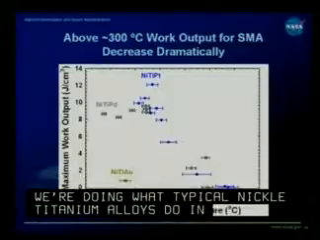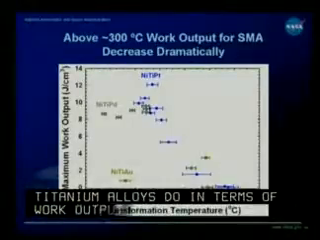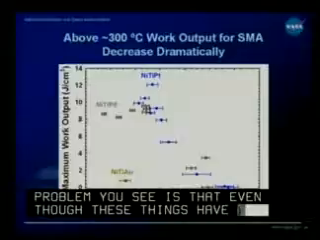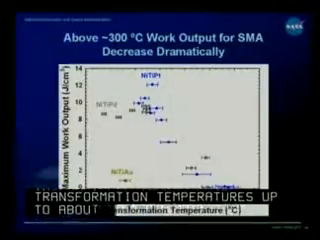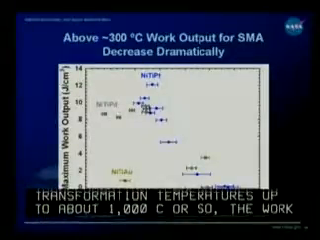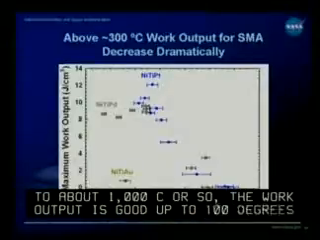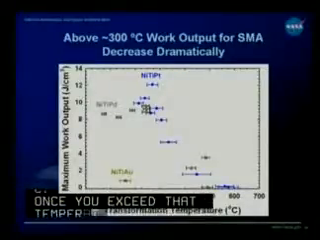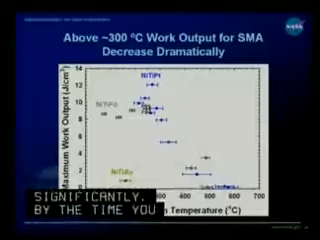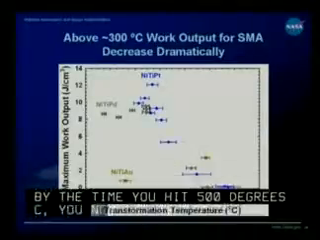The problem you see is that even though these things have transformation temperatures up to 1,000 C or so, the work output's only good up to about 300 degrees C, and once you exceed that temperature, your work capability drops off significantly. By the time you hit 500 degrees C, you have no work output at all from these materials. So if I could have the next slide.